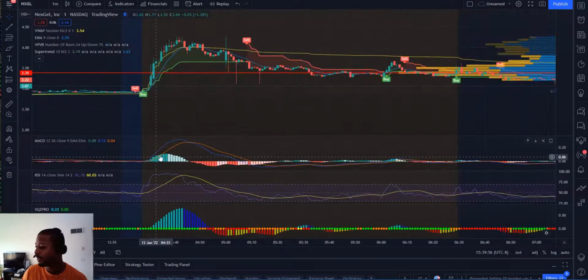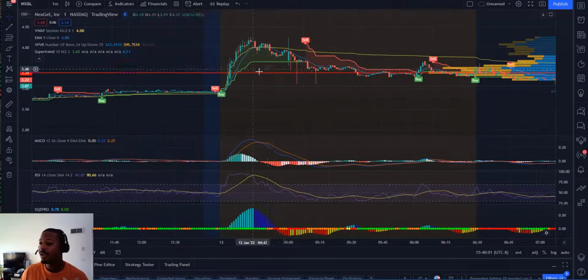And I tell you guys to do what? Wait until this position. This area, this pullback area is very key. I wouldn't have gotten this stock. I didn't get in the stock.